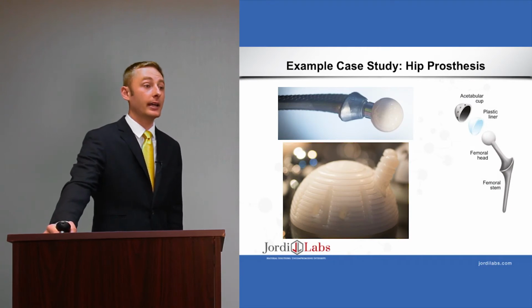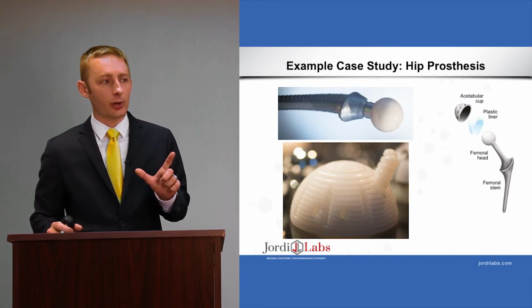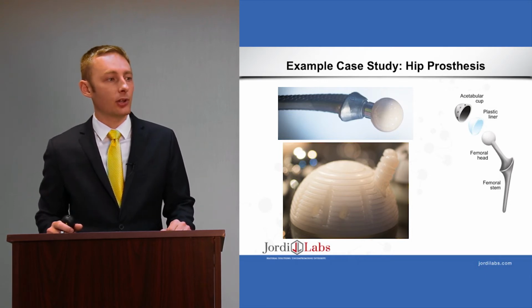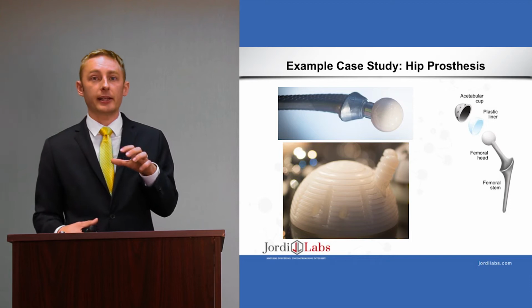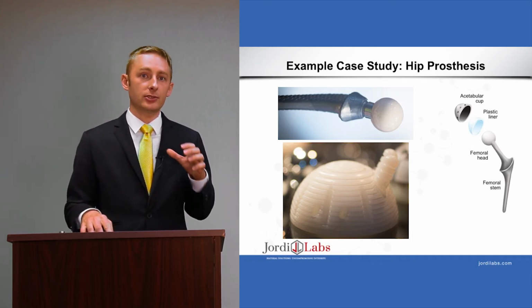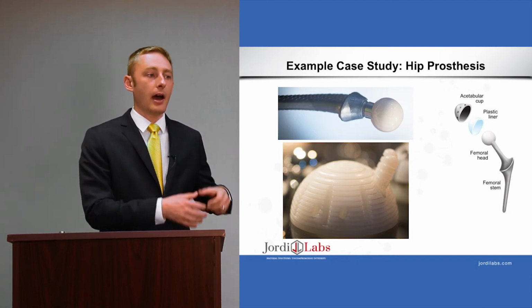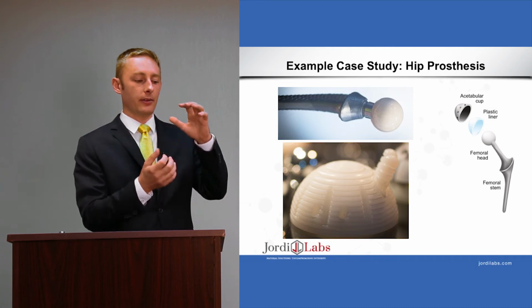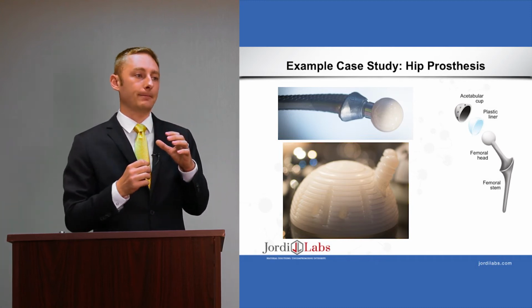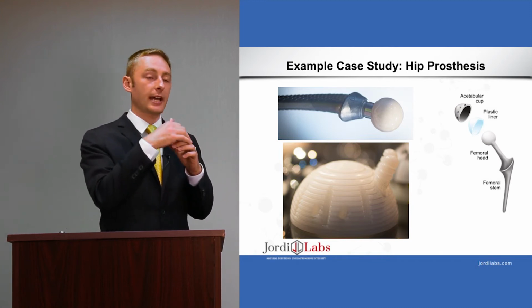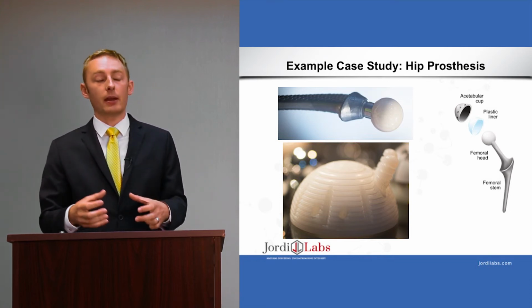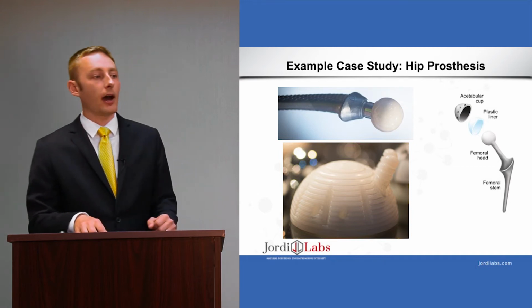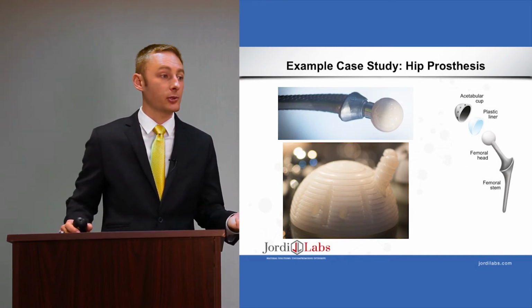For this, it's a hip prosthesis, and that's a Category 2 device. And so in this particular case, there's an acetabular cup that is implanted in the patient's hip that serves as the acceptor for a ball. And there's a plastic liner between the ball and the acetabular cup. And then there's a femoral head and a femoral stem, which is then implanted into the femur. And there's a nice picture of our acetabular cup.